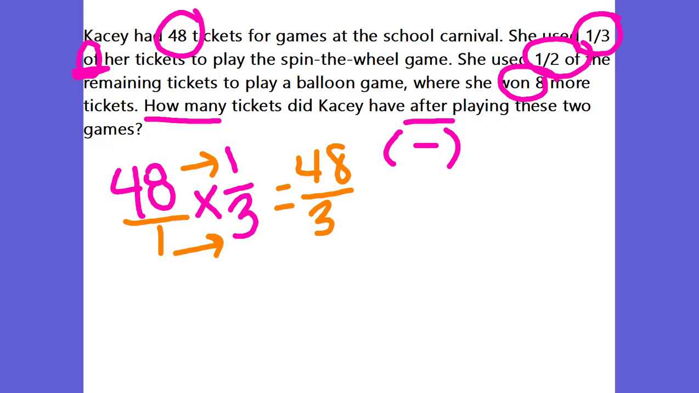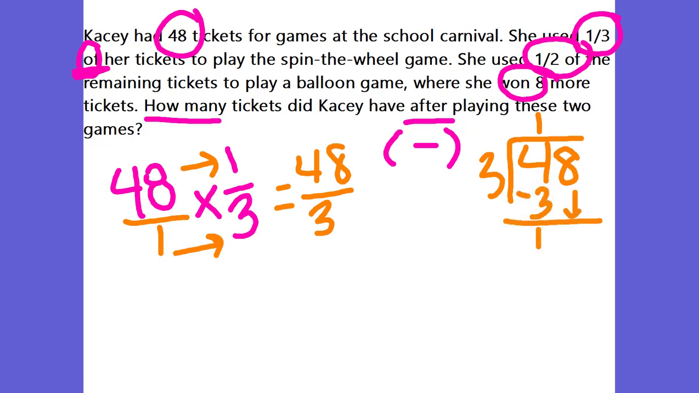So right now what I need to do is divide because that's what the fraction sign means. So let me go ahead and do that division over here. 48 divided by 3. 4 divided by 3 is 1. 1 times 3 is 3. 18 divided by 3 is 16. Now, let's be very careful.